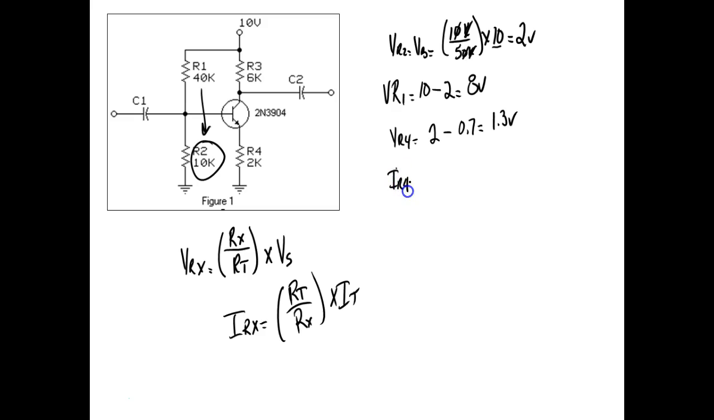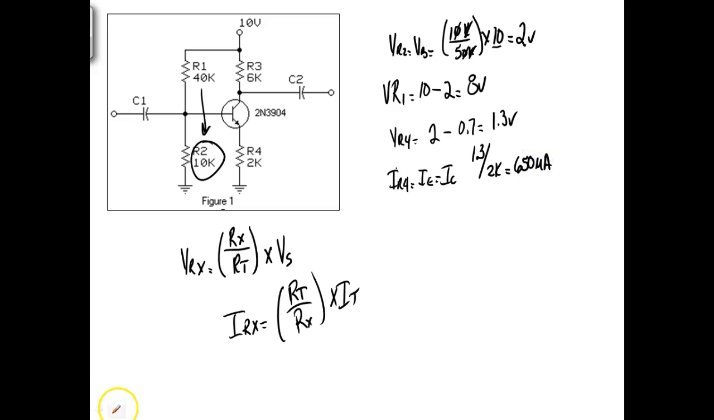So IR4, which is equal to IE, which we assume is equal to IC. We know they're not, but it's so dang close that we're going to use it anyway, right? You understand that? Well, this is going to be equal to 1.3 divided by 2K. What's that going to give you? There's a point in there that didn't show up, guys. What's that? Okay, 650 microamps. Well, we're okay now.